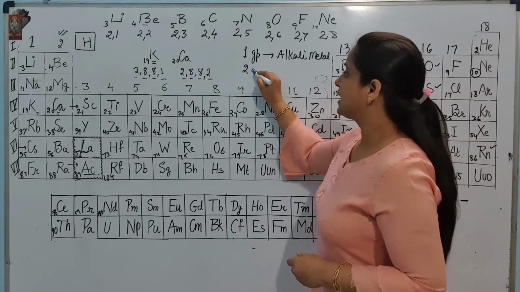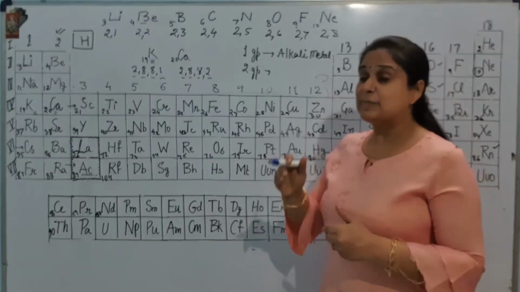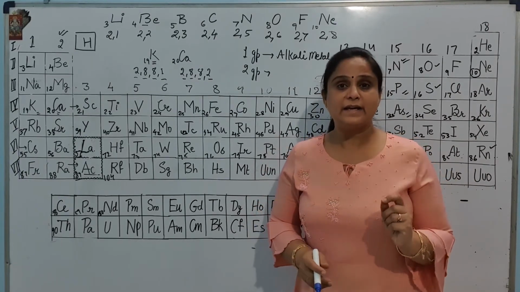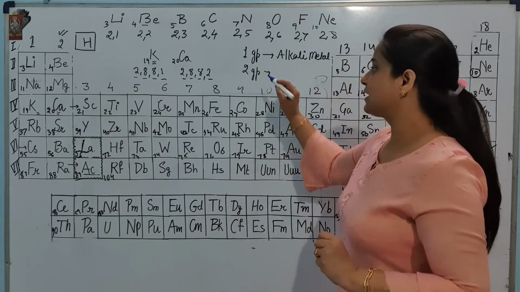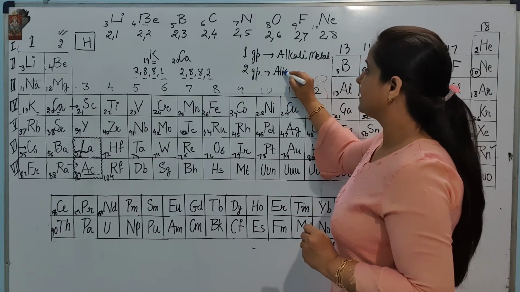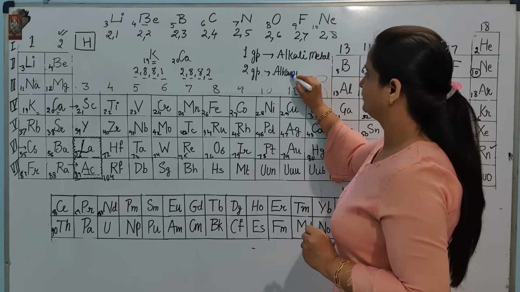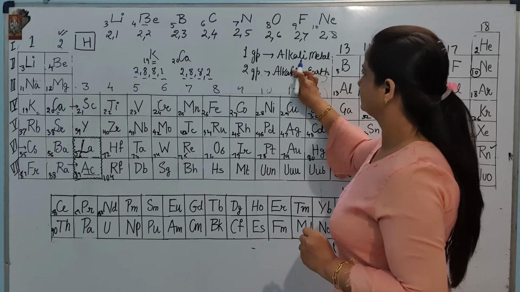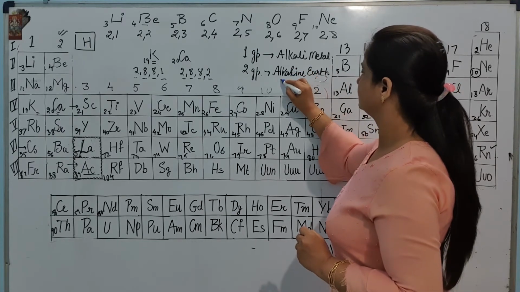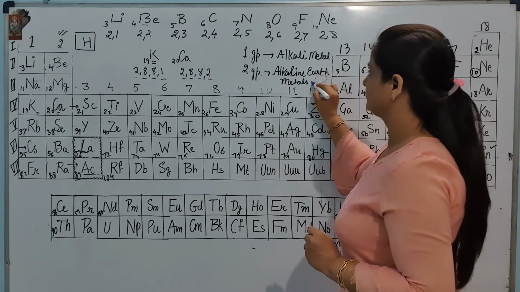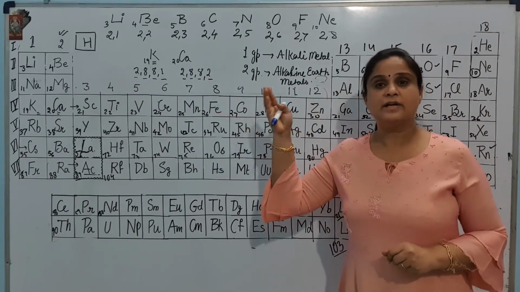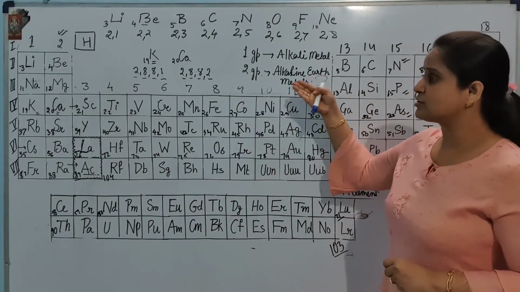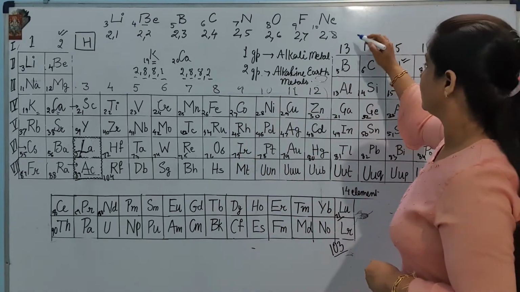Okay, second group elements are also alkali metals, but just because they are found in the earth's crust, their other name is alkaline earth metals. So second group elements are known as alkaline earth metals. So first group elements are called alkali metals, second group elements are called alkaline earth metals, just because they are also from alkali. Next are 13 and 14.